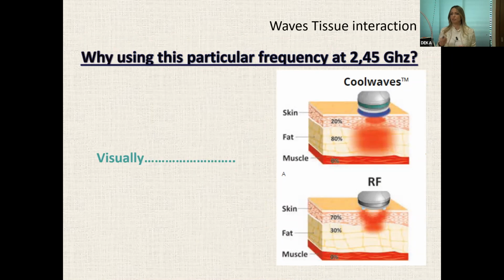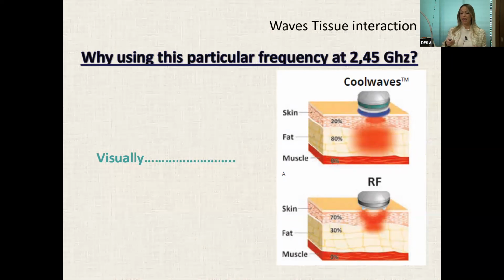This is, visually speaking, this. So you see that when we use cool waves, we can skip the skin and go down to the fat layer. So 80% of the energy is absorbed by fat. So fat is like a sponge. It can absorb the entire energy quantity, and only 20% remains in the skin layer.